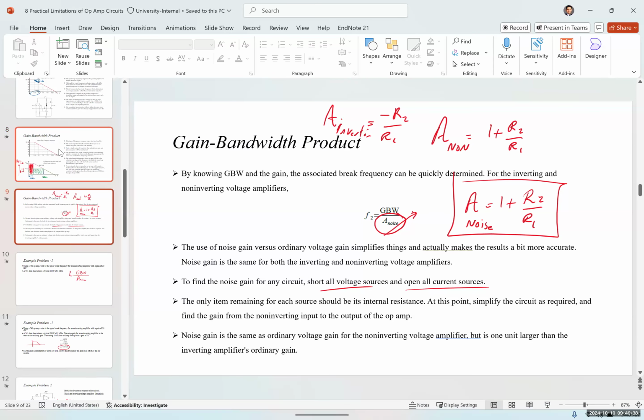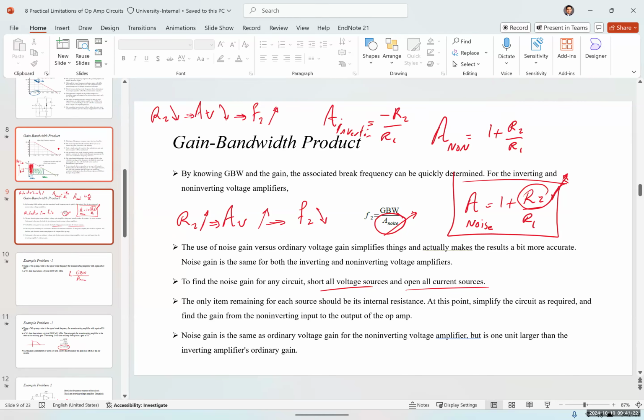So again, if in this system I increase R2, the feedback resistor, I would increase AV. If R2 increases, then AV increases. But assume that this is a non-inverting amplifier, and when AV or A noise increases, F2 decreases. So increasing the gain reduces the frequency response, and reducing the gain or R2 increases the frequency response, or F2.